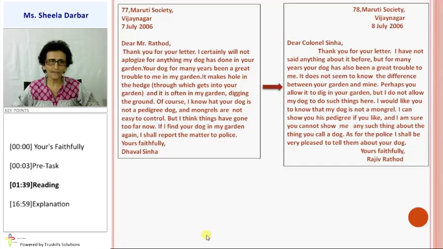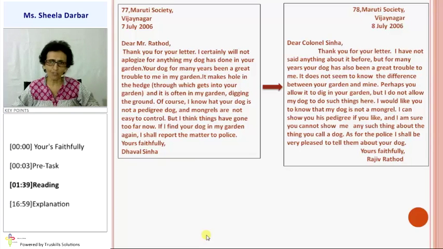Dear Colonel Sinha, thank you for your letter. I have not said anything about it before. So now I'm going to make some declaration, which I have not done before. But for many years, your dog has also been a great trouble to me. I have kept mum. I have kept silent. I have not pointed out. Now that you point out, I am going to speak my mind.